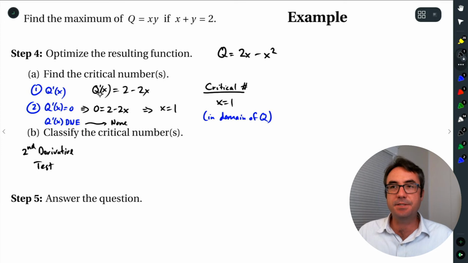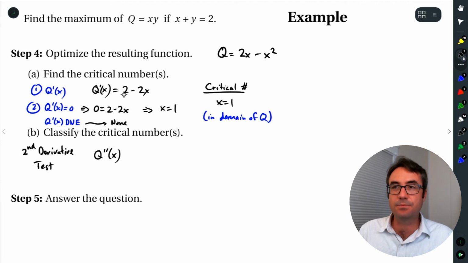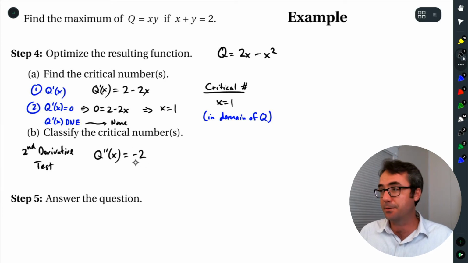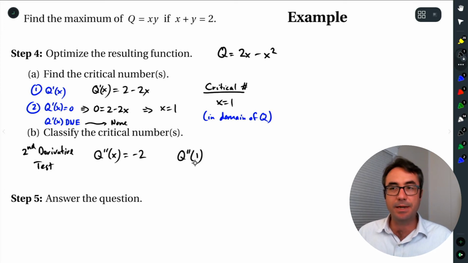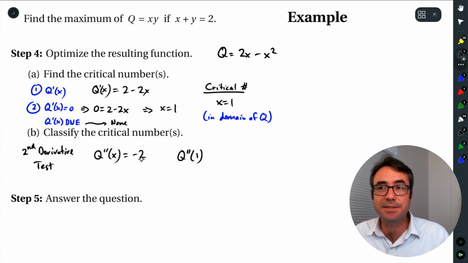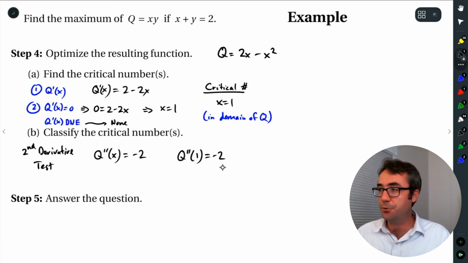So let's calculate the second derivative, because we're going to do the second derivative test. When we calculate q double prime, I get negative 2. The derivative of this 2 here is 0, and the derivative of negative 2x is just negative 2. So my second derivative is always negative 2. Even if I take my critical number, which in this case was 1, and plug it in, the second derivative is just a constant function, so I'm always getting out negative 2. So when I plug in 1, I get negative 2. Okay. What does that mean?